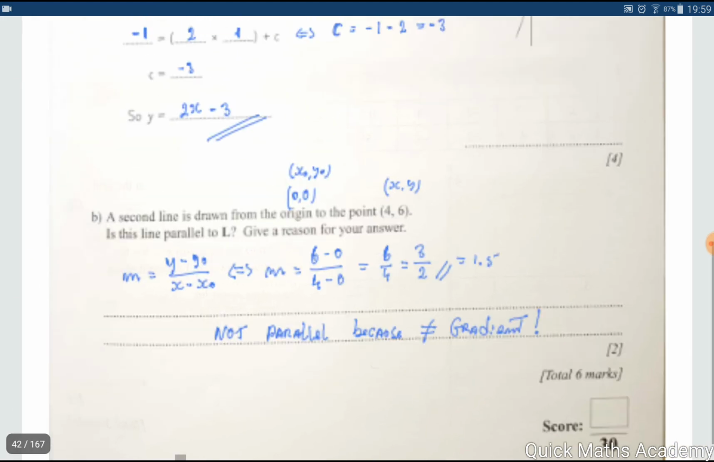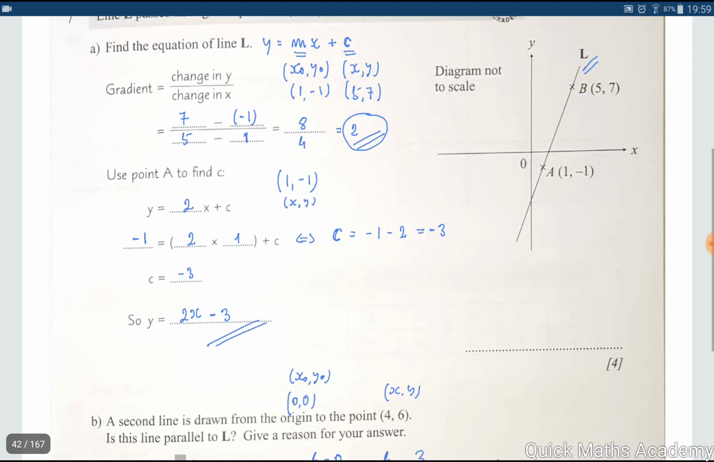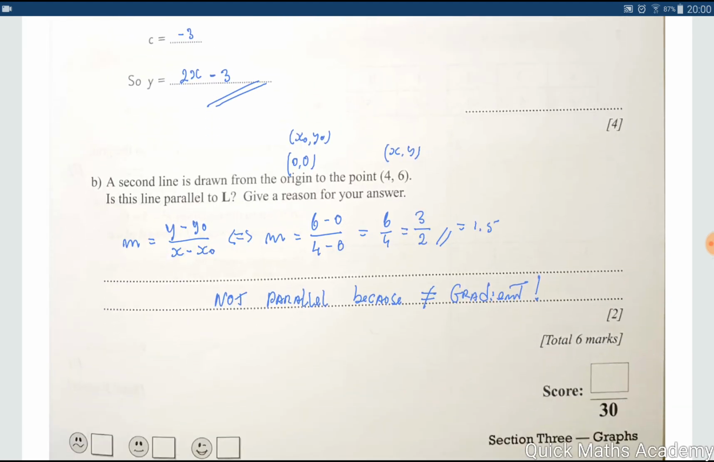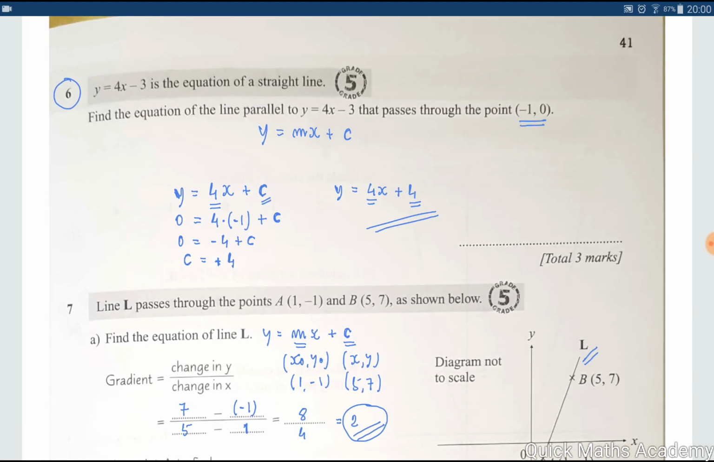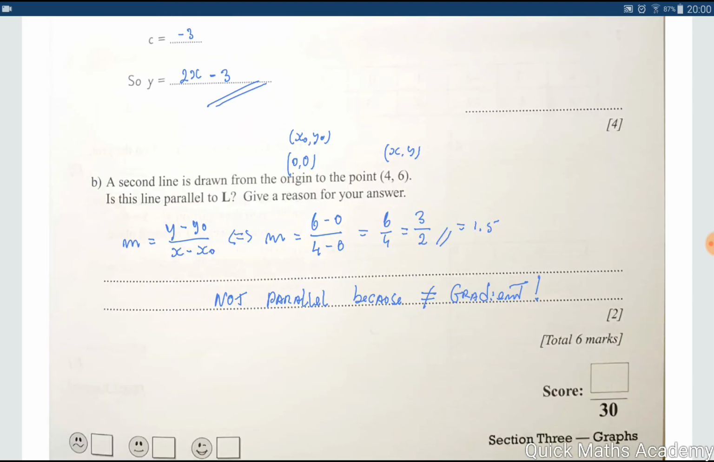Alright guys, I think we are done with this gradient topic. I think I covered enough exercises to show you how to do it. Just keep practicing, okay?